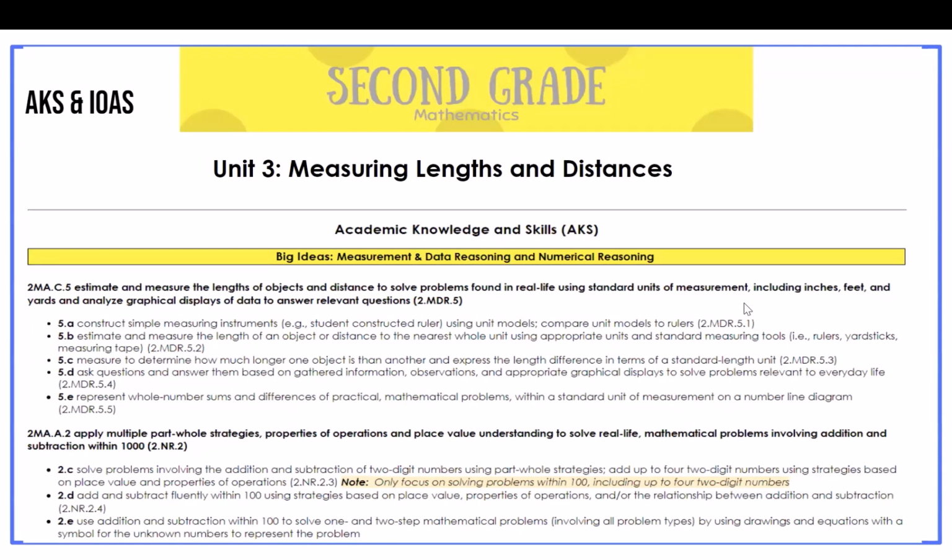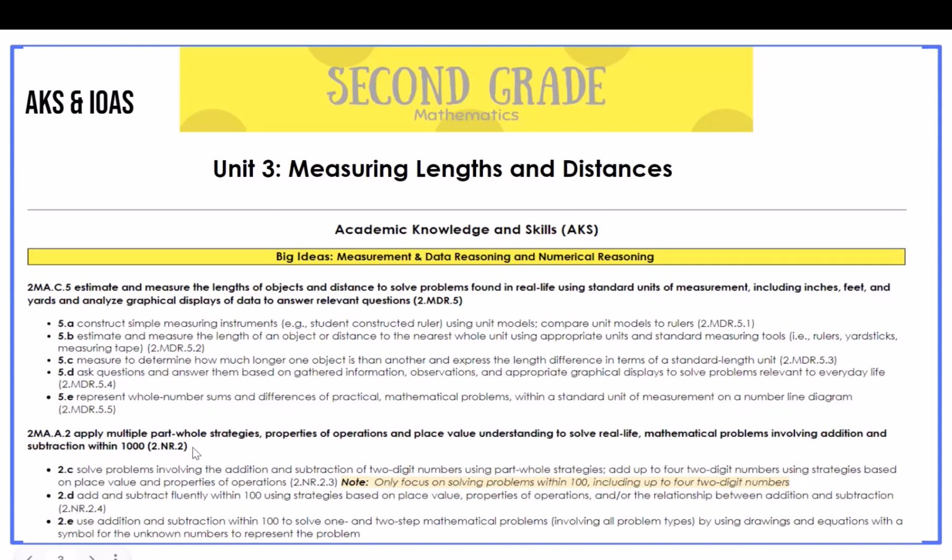This unit has two AKS, AKS 5 and 2. Under the AKS, you will find the Indicators of Achievement, or the IOAs, that we are teaching at this time. Notice for AKS 5, we are focusing on IOA 5A, 5B, 5C, 5D, and 5E. For AKS 2, we are focusing on IOAs 2C, 2D, and 2E.